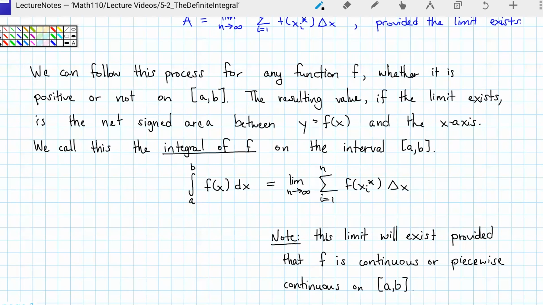but not necessarily continuous all the way up to those endpoints. Or if there happens to be an asymptote, a vertical asymptote in the middle of that interval. We're not going to worry about that for now. We're just going to say, for now, all of the functions that we're going to be dealing with, that limit is going to exist. So we're not going to worry about that too much. Okay, so now this is the introduction of the definite integral.